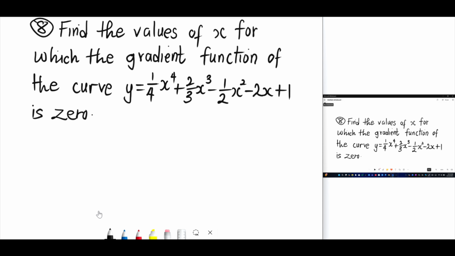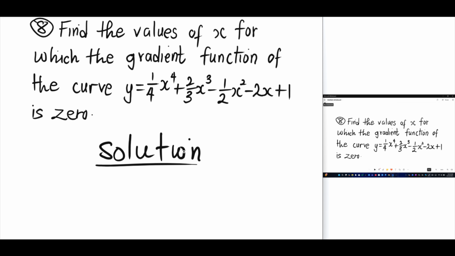Alright. Now, what is a gradient function of a given curve? That's what you need to know. You need to know what a gradient function is. We have done that already. So we know the gradient function to be the same as the derivative of the given function.